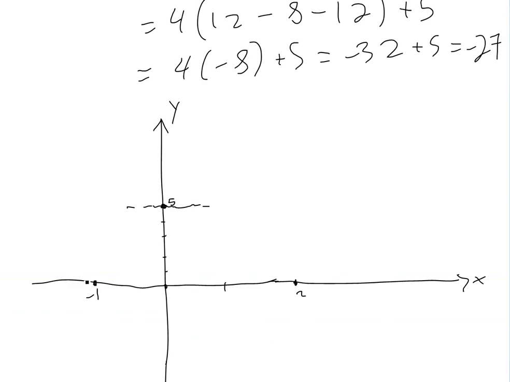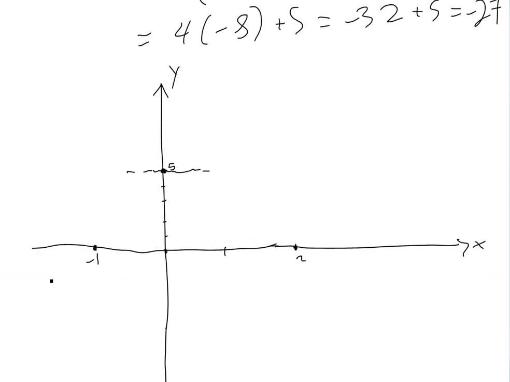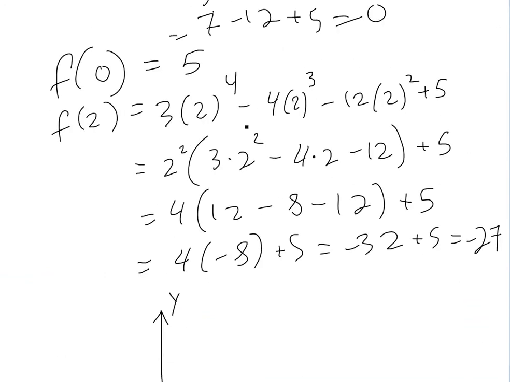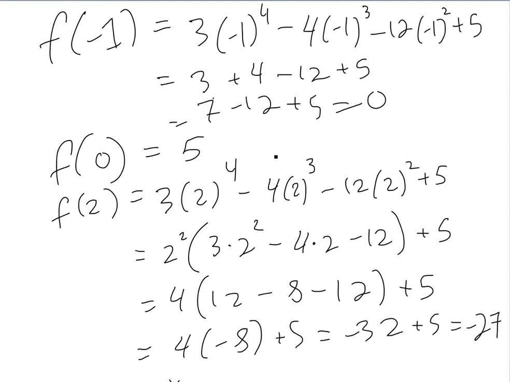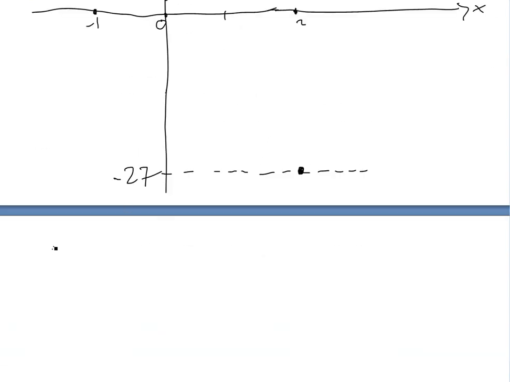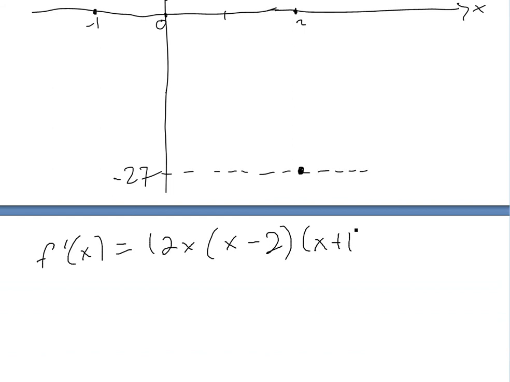So now we've got to check on the intervals: less than -1 here, to see if the function is increasing or decreasing, then similarly between -1 and 0, from 0 to 2, and 2 or greater. To do this, we first look at our derivative function, which I'll just write down below here. We have f prime of x equal to 12x times x minus 2 times x plus 1.